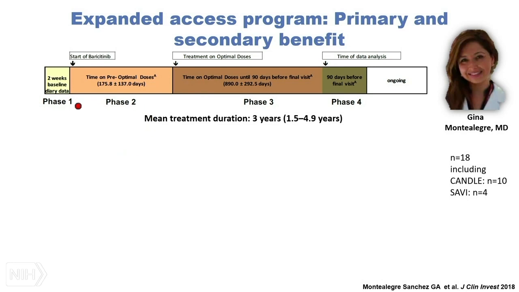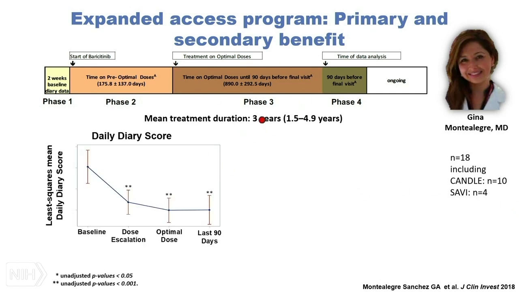And we had conducted a clinical study in 18 patients, 10 had CANDLE, 4 had SAVI, starting with a very low dose, increase the dose to clinically optimal doses that were safe, and then continued on that optimized dose and analyzed patients. The study was done by Dr. Montalegre, and we published a mean duration of 3 years.